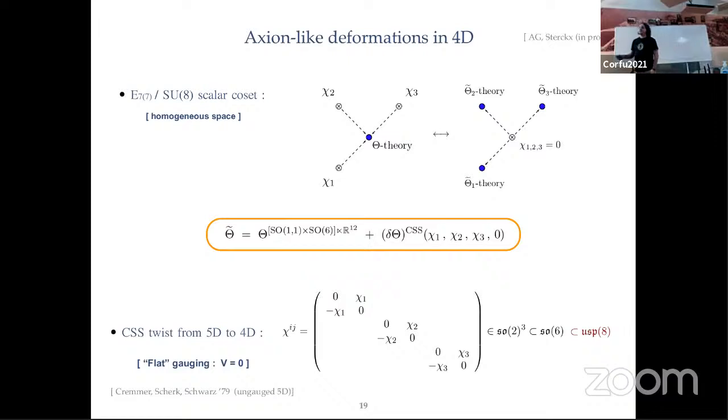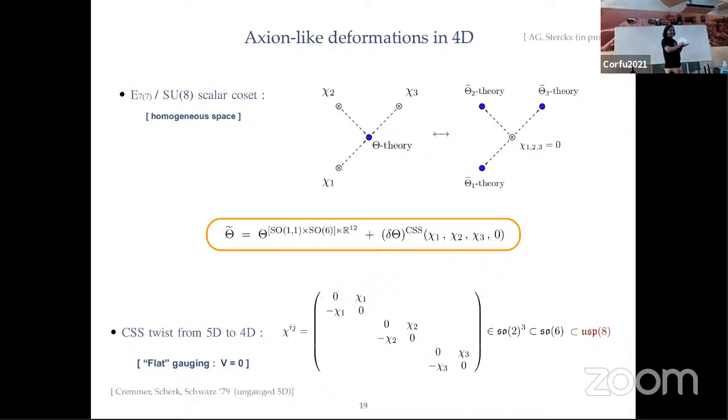I said at the beginning, the scalar geometry in the maximal supergravity multiplet is E7 over SU(8). This, as I said, is a homogeneous space, so whenever I have a vacuum of the theory, let's say the gauged supergravity we like, the one we are talking about all the time, I can find a vacuum here in field space, or there in field space. For example, if I activate the axions chi1, chi2, or chi3, something I can do is to use E7 in order to bring those axions back to any desired value, let's say back to the origin, back to zero.